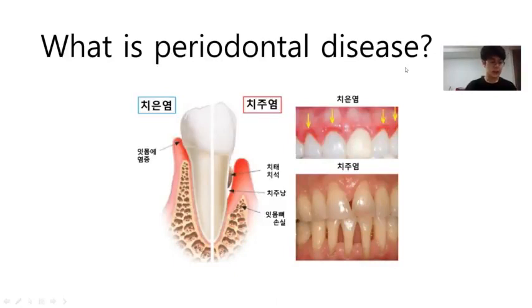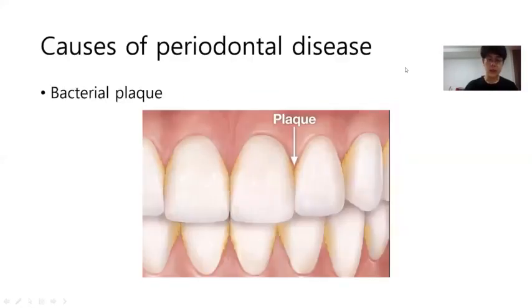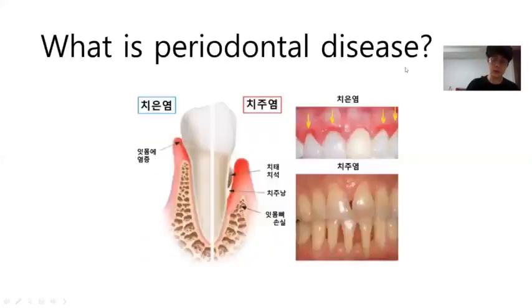And in its more serious form, it's called periodontitis, and in this situation, the gum can pull away from the tooth, and bone can be lost because it rots, and the teeth may loosen or fall out. In periodontitis, inflammation spreads to the roots of the teeth and to the alveolar bone.